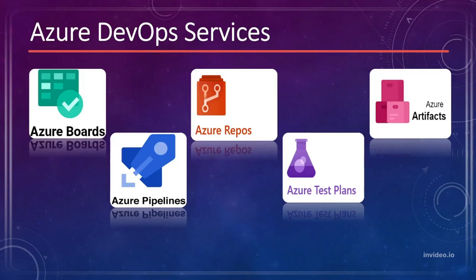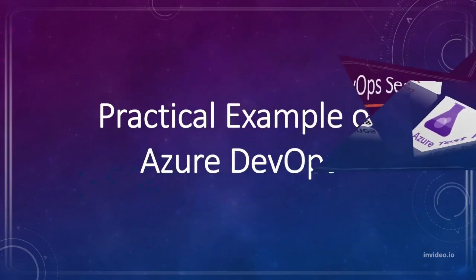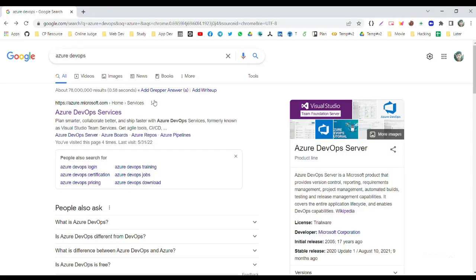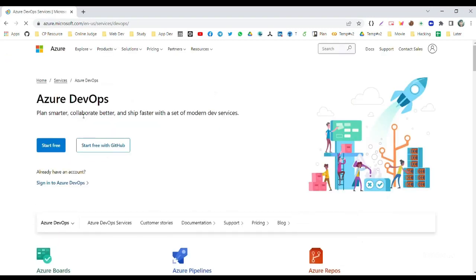Now let's have a practical example on the browser of how to use Azure DevOps. First of all, get into your browser and search for Azure DevOps in the search bar. Click on the link of Azure DevOps from the search result. Click Start Free or Start Free with GitHub to log in with your GitHub account. I'm selecting Start Free to log in with my Gmail account. If you don't have an account, it will navigate you to create a new account with your Gmail.